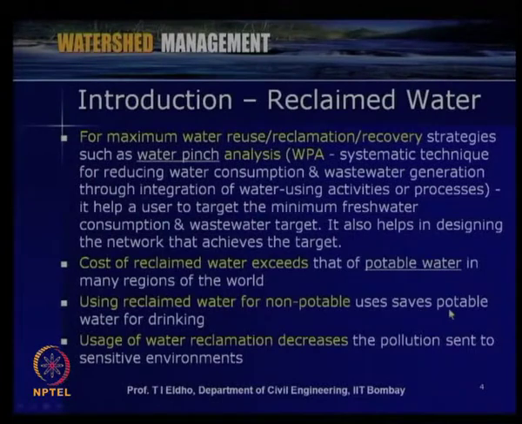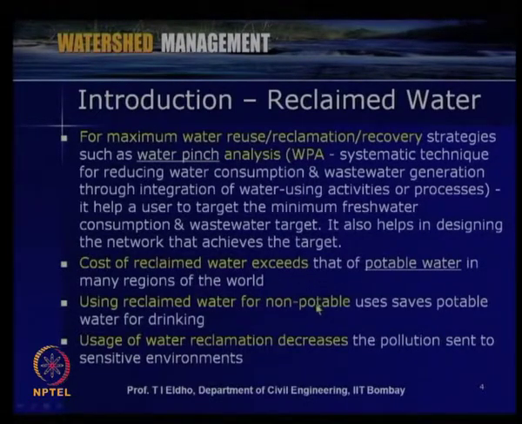So in many locations, the cost of reclaimed water may exceed that of available natural potable water. But when we use reclaimed water for non-potable uses, like industrial, domestic or agricultural purposes, we can save the potable water for drinking. The potable water which we would otherwise use for other purposes can be reduced by using reclaimed water.